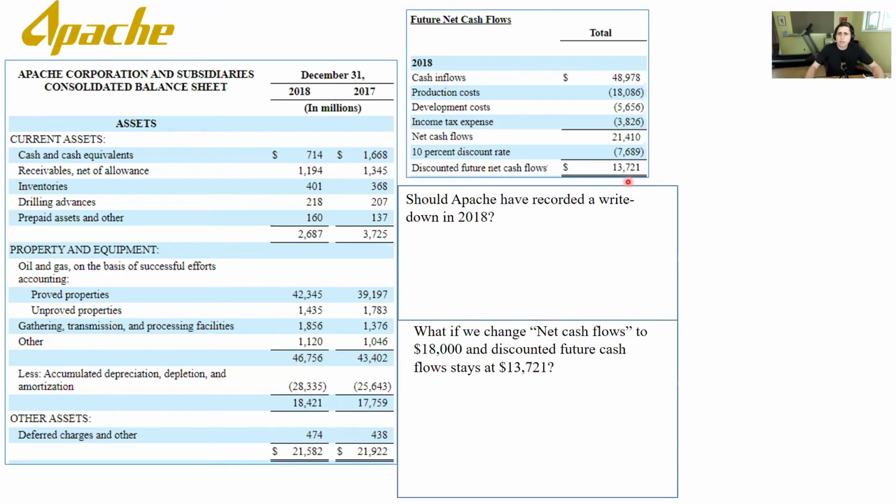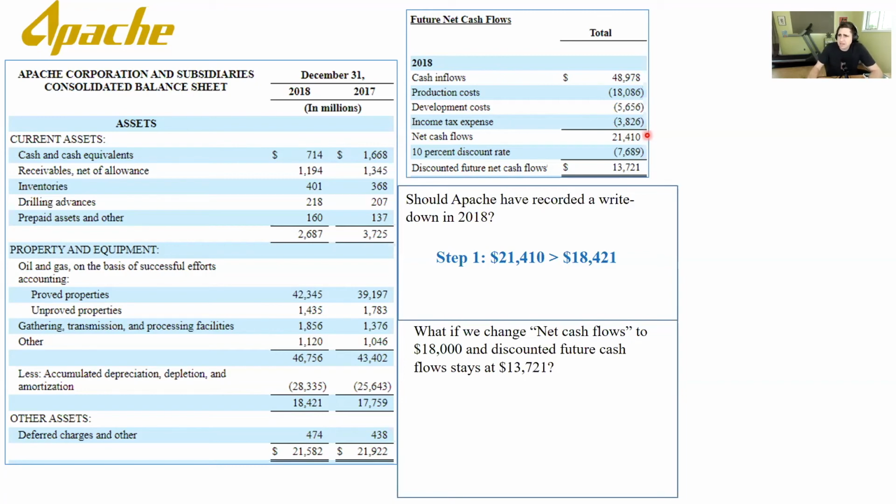So step one is to compare the net book value of all their assets, which is 18.4 billion, to the undiscounted future cash flows. Well, the undiscounted future cash flows is 21.4 billion. So since the undiscounted future cash flows is greater than the net book value, they don't have to proceed to step two. They can just stop right there and not record an asset impairment, okay? They stop at step one. But let's figure out how they would record an impairment.